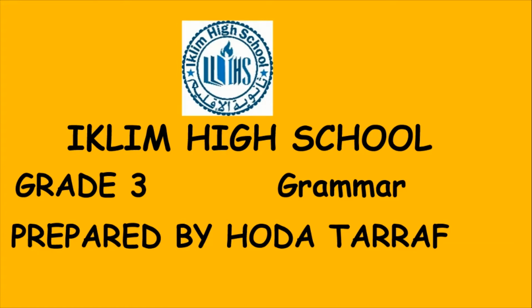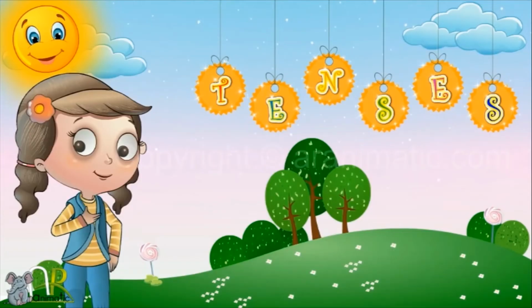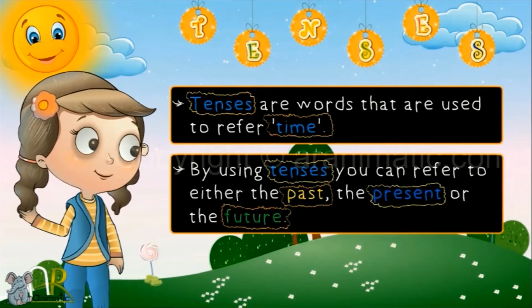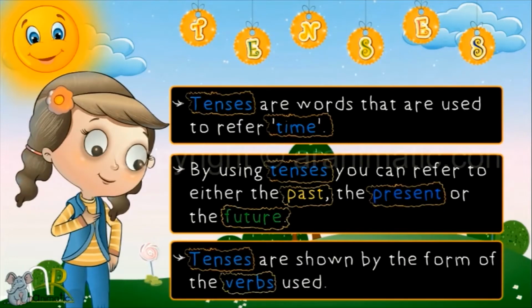Do you know what our lesson is about? It is about tenses. What are tenses? Tenses are words that are used to refer to time, which means to mention a time. Maybe this time is in the present, maybe the past, maybe the future. By using tenses, you can refer to either the past, the present, or the future. Tenses are shown by the form of the verbs used.